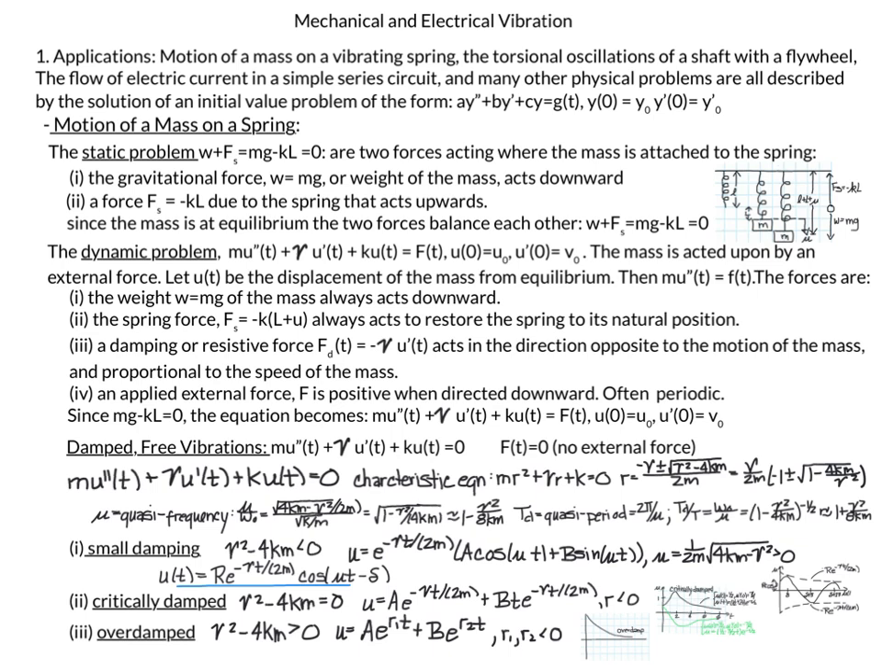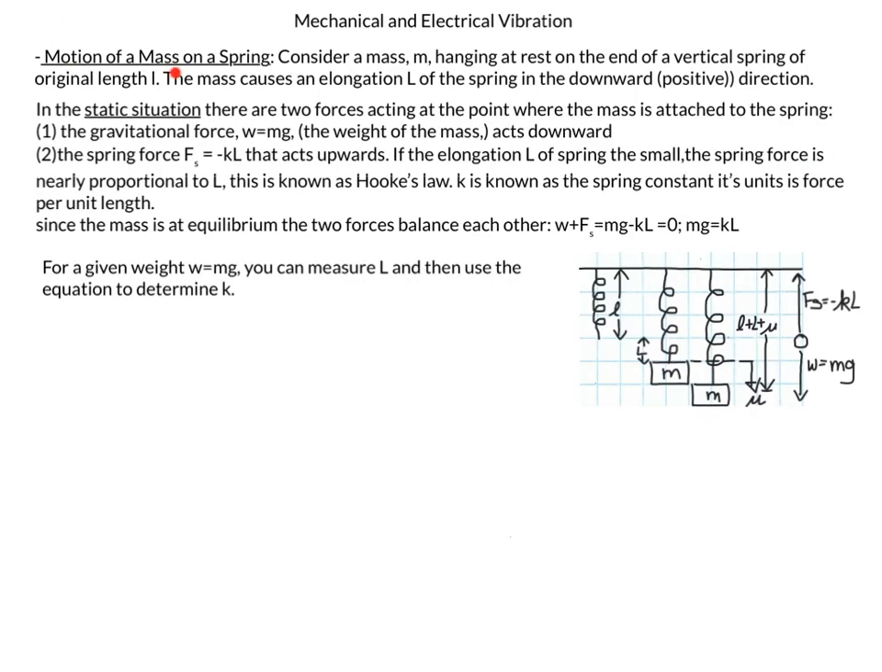With that out of the way, we are ready to get into details. We are looking at motion of a mass on a spring, so we're going to consider a mass m hanging at rest at the end of a vertical spring of original length little l. The mass causes an elongation capital L of the spring in the downward positive direction, so we hang the mass and we have this extra elongation capital L of the spring in the downward direction.